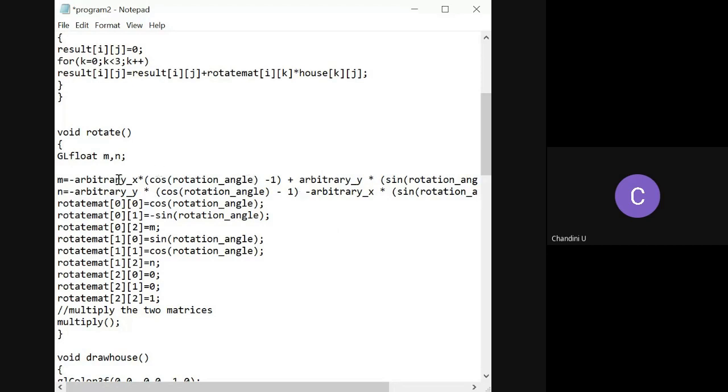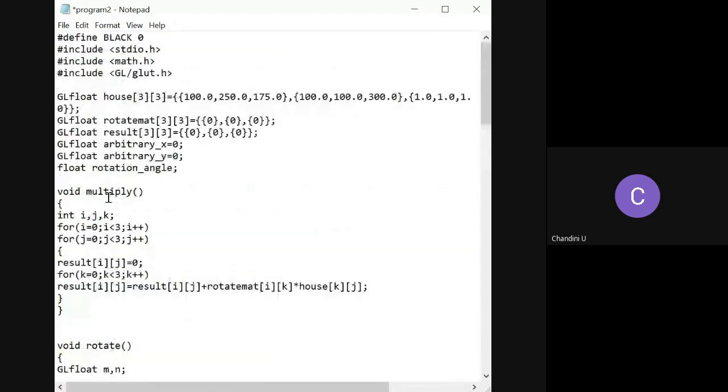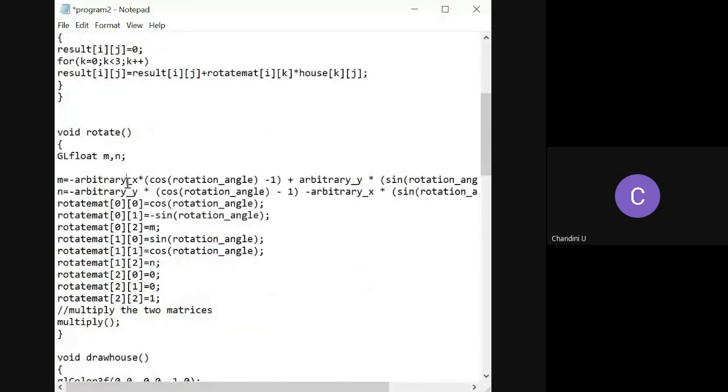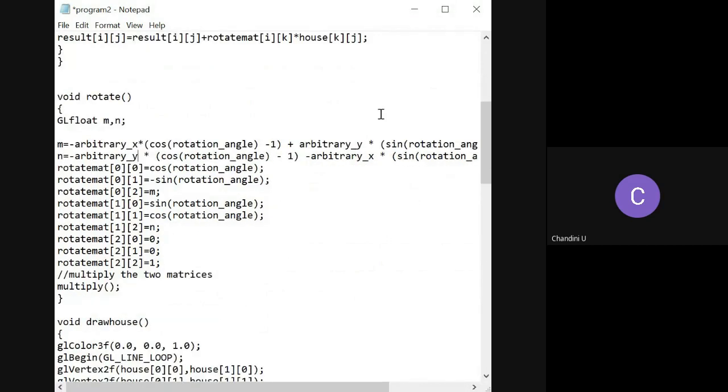So let us consider, for example, m equal to arbitrary x into cos of rotation angle minus 1, and so on. Here we have given the arbitrary x value as 0 and y value as 0. So when you substitute this x and y value here, obviously m and n will be 0, 0. This is rotation about origin. Okay, so m and n value we got as 0.